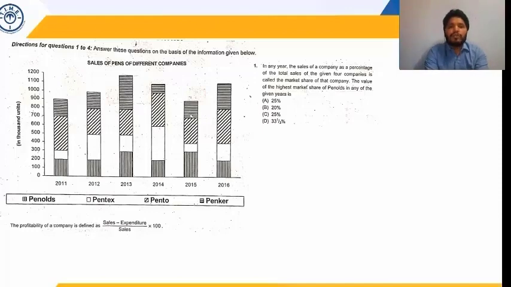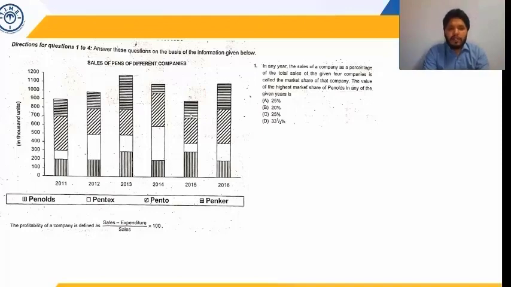They are telling you. So first, before moving on to solving, let's discuss this statement which is mentioned in the question. In any year, the sales of a company as a percentage of the total sales of the given four companies is called the market share of that company. Let's stick to this term first and get a hold of what this term is trying to say. So let's take year 2011.